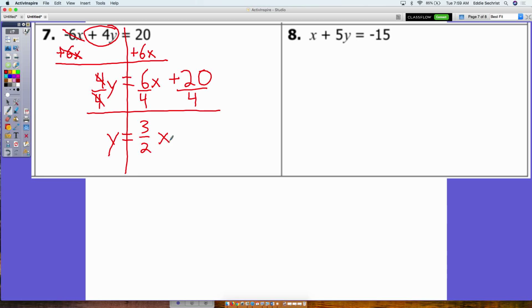because the 3/2 is our slope. The x is a number that we plug into the equation. And then we're going to do 20 divided by 4, which is 5. So our y-intercept would be 5. And that's what I'm expecting you to be able to do with the ones that we didn't do, which is 4, 6, and 8.